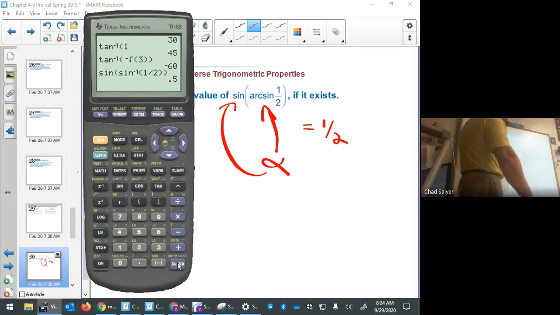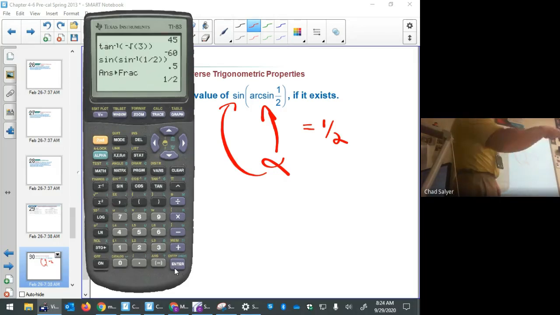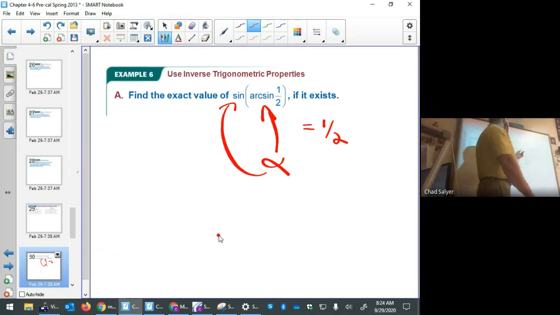And if you ever have a ratio or a decimal you want to change to a fraction, just hit math, enter, enter. It'll change that to a fully reduced fraction for you. So these cancel each other out in this case.